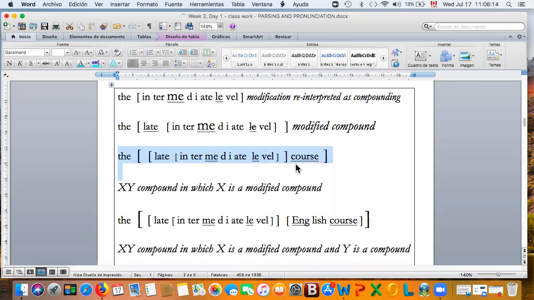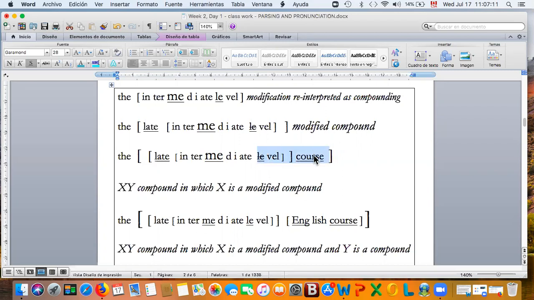Now, what if this complex that we had in the previous example were to serve as a modifier for, let's say, the word course. Which course are you taking? Well, I'm taking this one, the late intermediate level. Well, what do we do now? We already have the accentuation worked out. Late intermediate level. And you'd be surprised at how simple the longer construction is. It gives you the late intermediate level course.